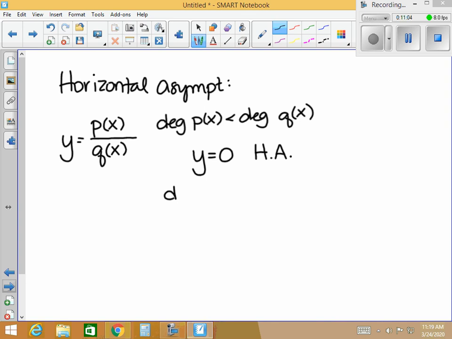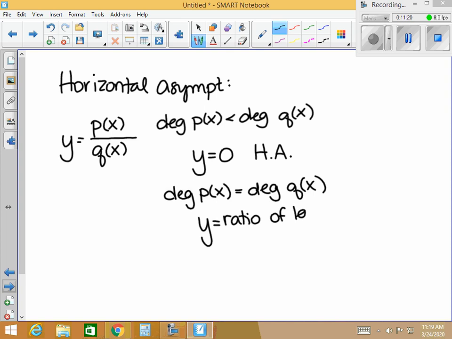If the degree on the top is equal to the degree on the bottom, then y is equal to the ratio of the leading coefficients. That will be your horizontal asymptote. I'll go back to the last page and show you that here in a minute.